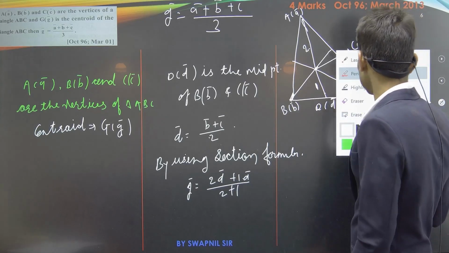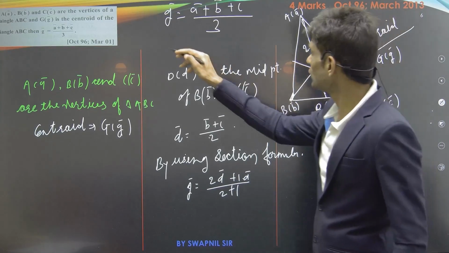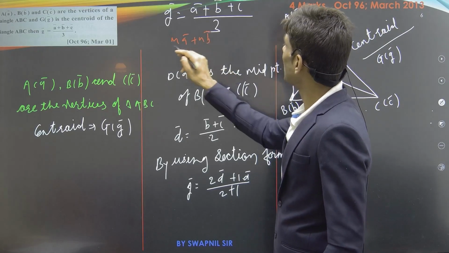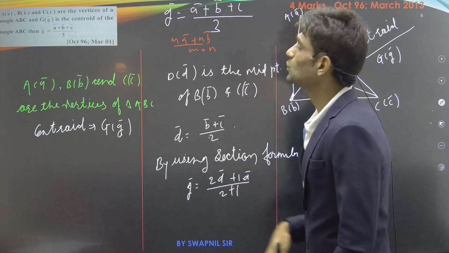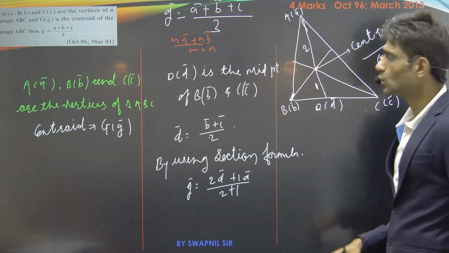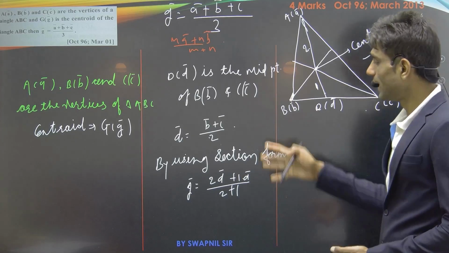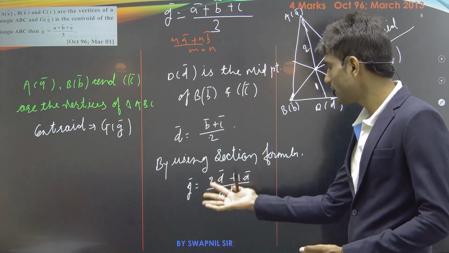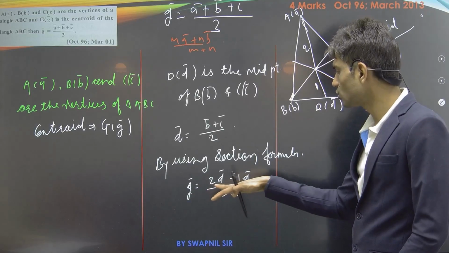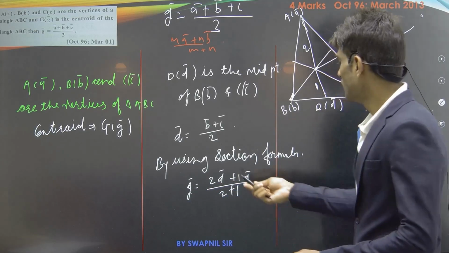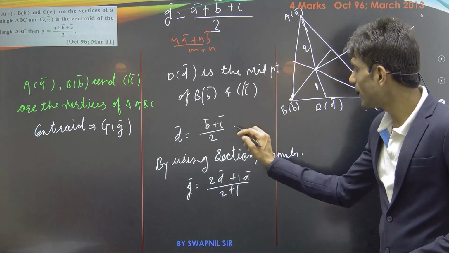We know that the section formula m a bar plus n b bar upon m plus n gives the position vector. This is the internal division formula, so we are going to apply that here. Applying this formula, we get g bar equal to 2 times d bar plus 1 times a bar upon 2 plus 1. The value for d bar I have already defined here.